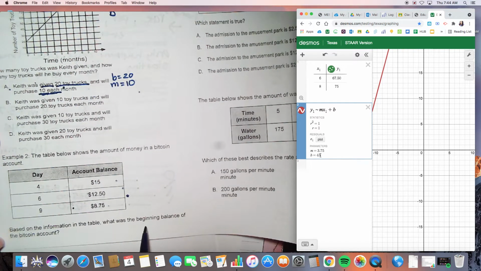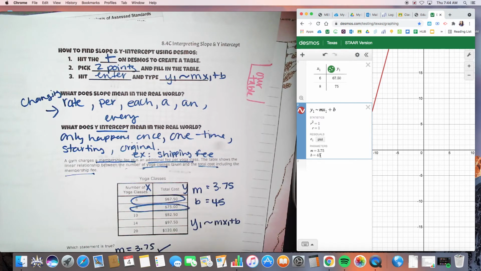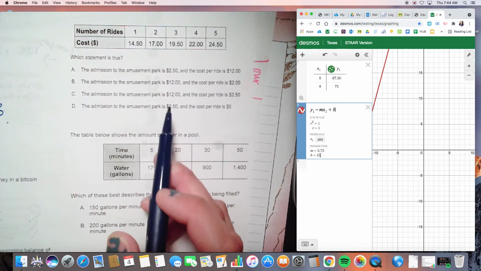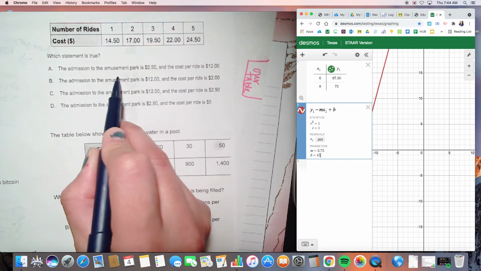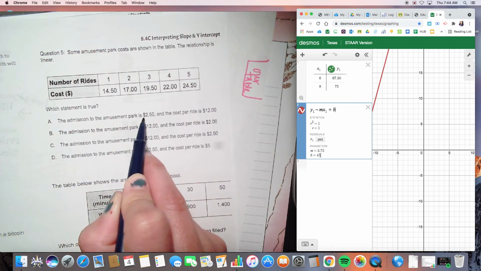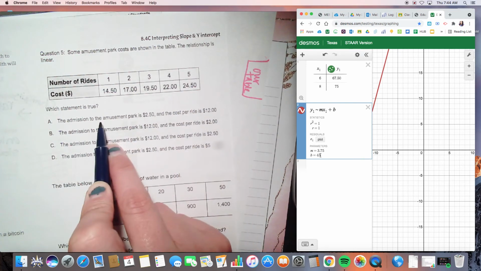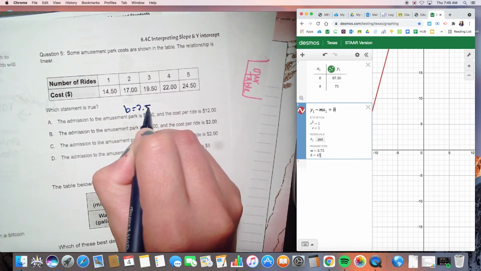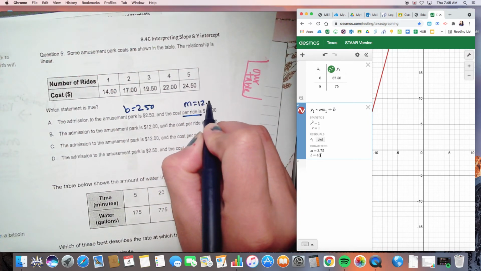Here, we're talking about beginning balance of the Bitcoin account. So you need to go look at your keywords and see which one is the beginning balance. Okay, so make sure you're looking closely. Again, here we have 2 numbers where they are going and giving you 2 different amounts. So the admission to the amusement park, this is how you get into the amusement park, and this is how much you pay per ride. Well, you got to think about which one's going to happen more than once. You're only going to go into the park and pay this fee once. So this is your B. B equals $250. But you can ride multiple rides. So this would be $12 is your slope.